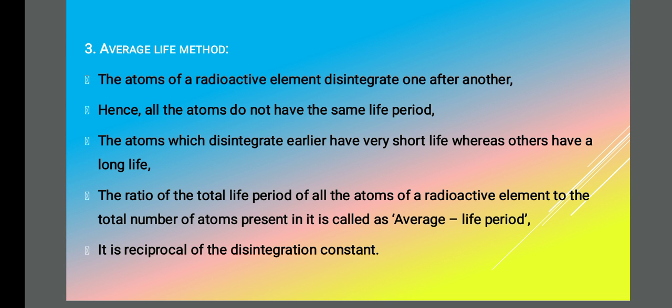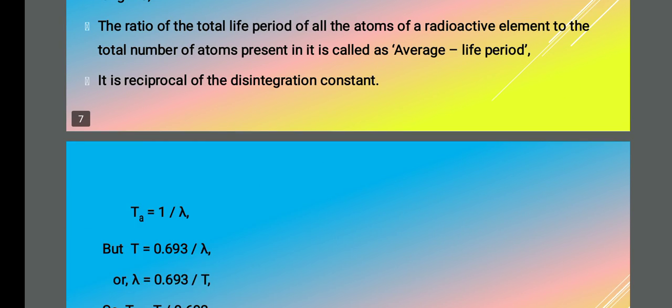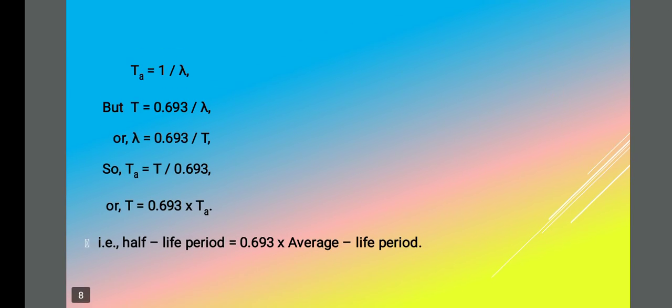Total life period divided by the total number of atoms present at that particular time. Is it okay? And this we call average life period. So it's a reciprocal of the disintegration constant. So Ta will be equal to 1 by lambda, and we know the value of T is nothing but 0.693 divided by lambda. We have calculated it in half-life period. T is equal to 0.693 divided by lambda.